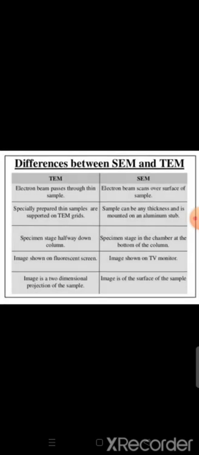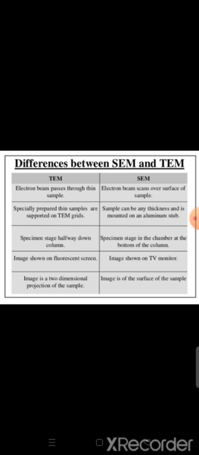Differences between SEM and TEM. In TEM, the electron beam passes through a thin sample, whereas in SEM, the electron beam scans over the surface of the sample. In TEM, specially prepared thin samples are supported on TEM grids. In SEM, the sample can be any thickness and is mounted on an aluminum stub. In TEM, the specimen stays halfway down the column. In SEM, the specimen stays in the chamber at the bottom of the column.